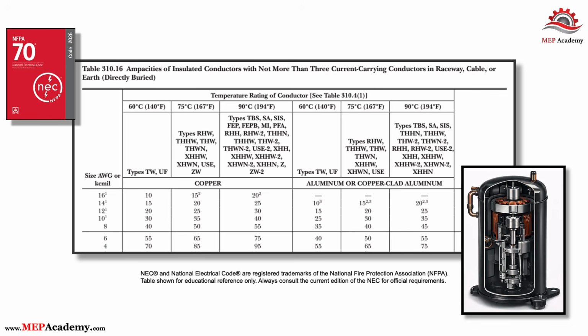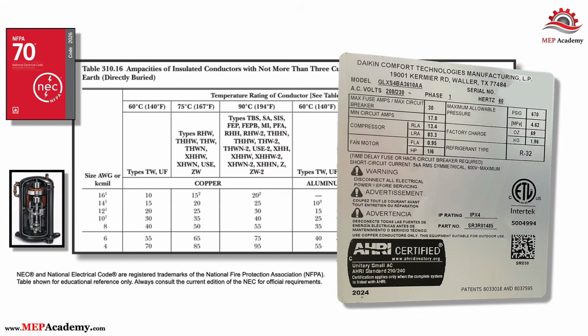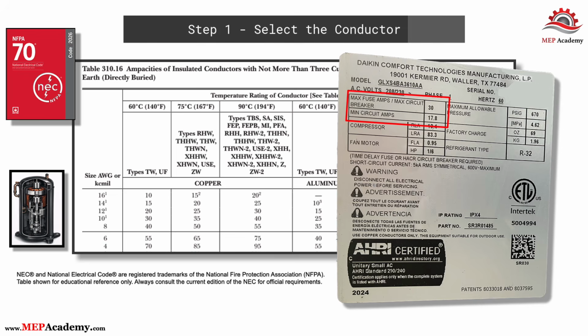Worked example using the 60-degree column. Let's walk through a real-world example using an actual air conditioner nameplate. The nameplate shows minimum circuit ampacity, 17.8 amps. Maximum circuit breaker, 30 amps. Step 1. Select the conductor. We now go to the NEC ampacity Table 310.16 and use the 60 degrees Celsius copper column.